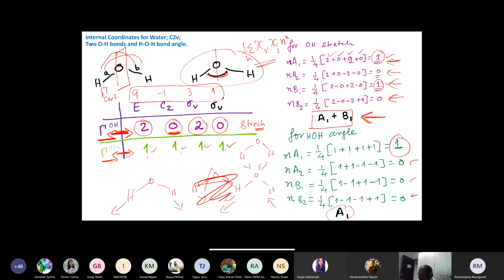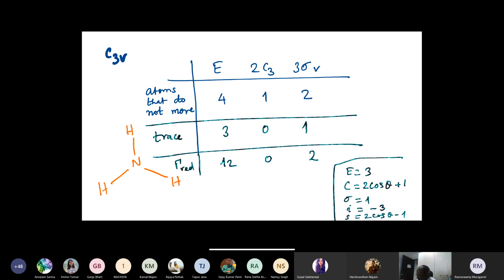Is this clear now? I have taken water as an example and showed you 2 methods where you get the total degrees of freedom and 1 method where you get only the vibrational modes, that too separated as the stretches and the bends. Okay. So it's time to move on now. I need to now justify why I need to introduce this unmoved atoms plus traces of the matrices approach.